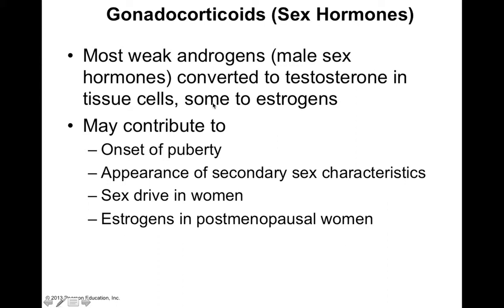Now, functionally, it's believed that these gonadocorticoids contribute to the onset of puberty. They also have an effect on secondary sex characteristics, such as body hair in males and breast formation in females. The gonadocorticoids are also involved with sex drive, or libido, in women, as well as being the source of estrogen in women who've already undergone menopause, where after menopause the ovaries stop making estrogen, so estrogens need to then come from the adrenal cortex instead.